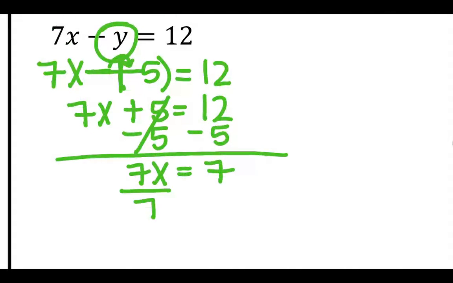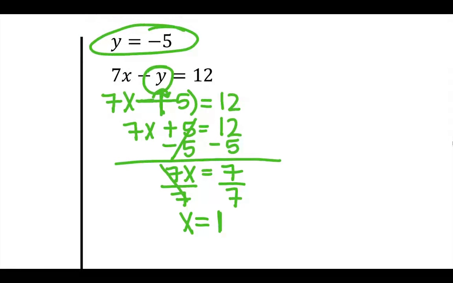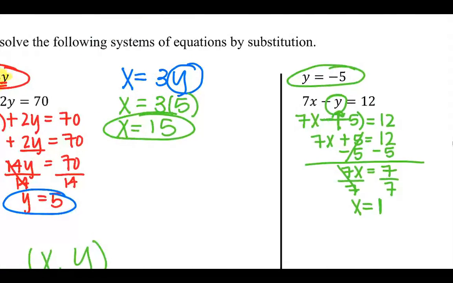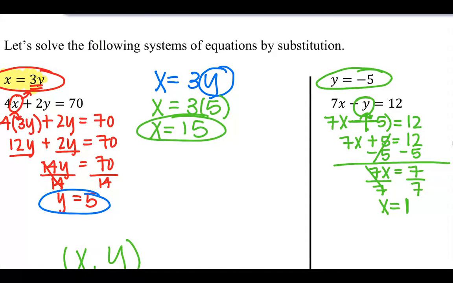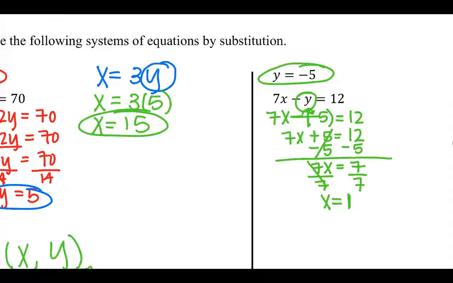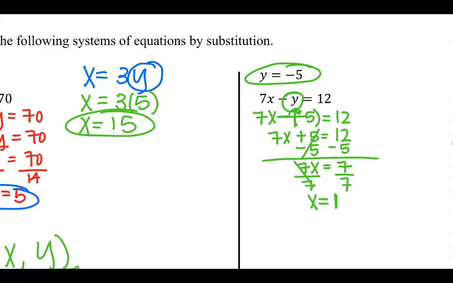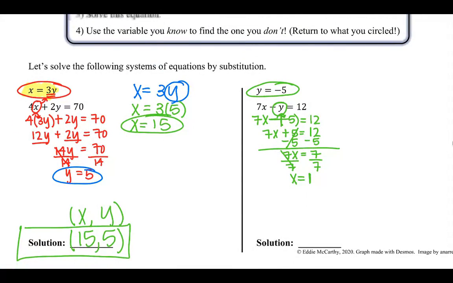Lastly, I divide everything by 7 because I want to get rid of that coefficient, the number in front of the x. So 7 divided by 7 is x, or 1x, and 7 divided by 7 is 1. So I have my x variable, and notice I don't have to go back in and plug in. Why? This one I had to go back and figure out what y equaled, or x equaled. This one I don't have to do that. I automatically know the answer. Why do I already know the answer?